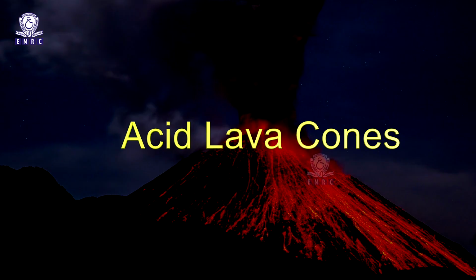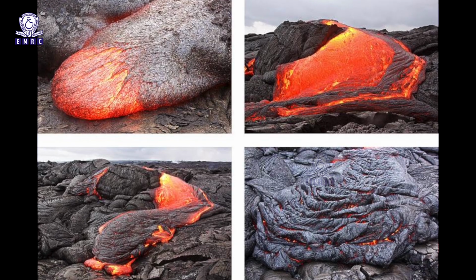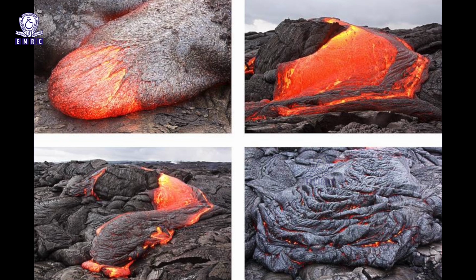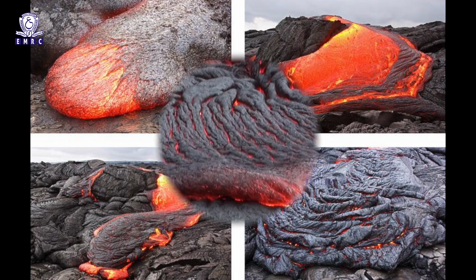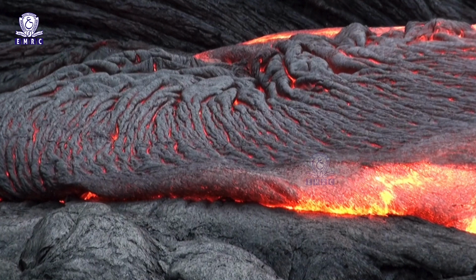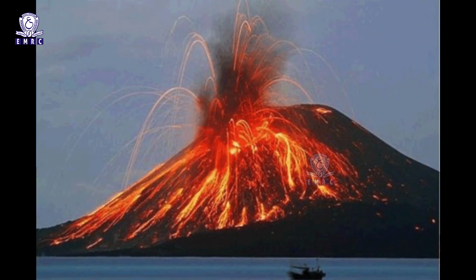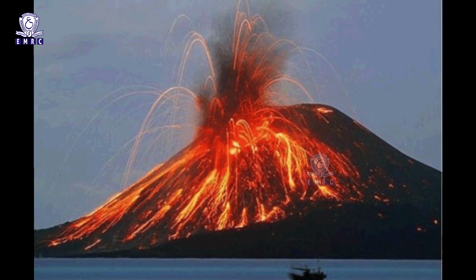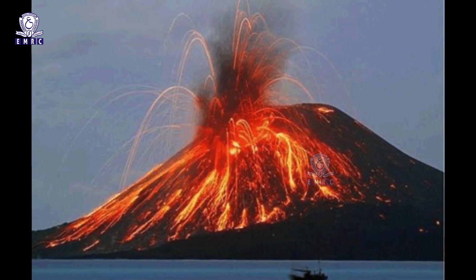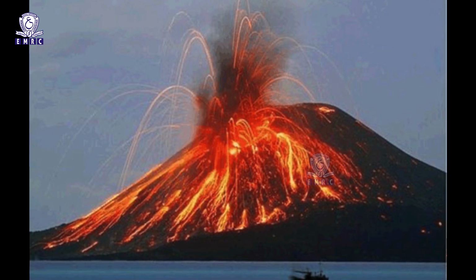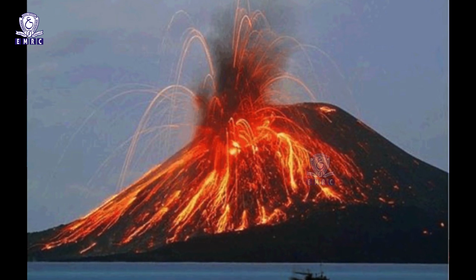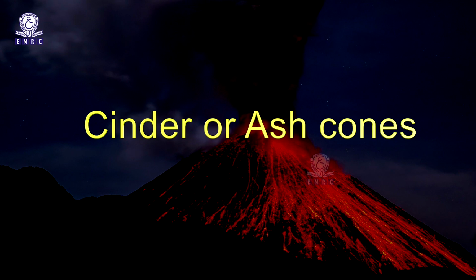Acid lava cones are formed from acidic lava, which is highly viscous in nature and rich in silica content. Acidic lava is characterized by very low mobility and hence it is immediately cooled and solidified after reaching the earth's surface. The acidic lava cones will have higher elevation with steep slopes. For example, the Strombolian type of cone.